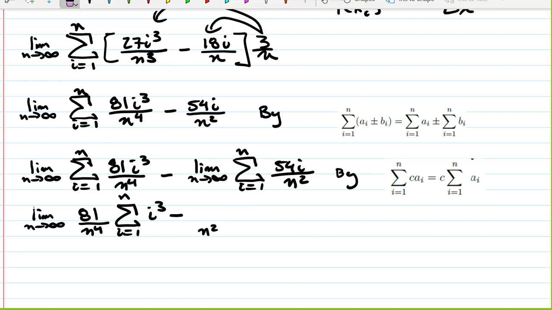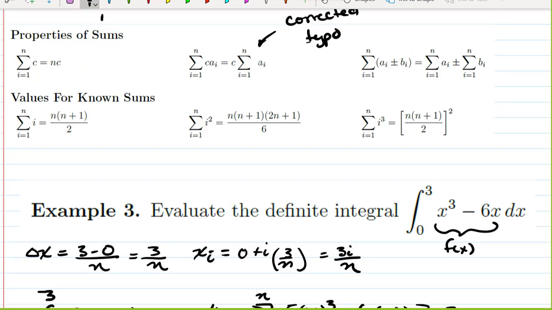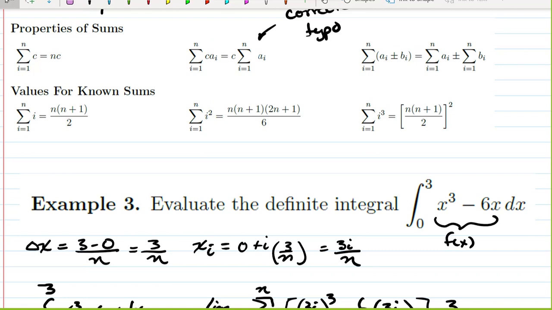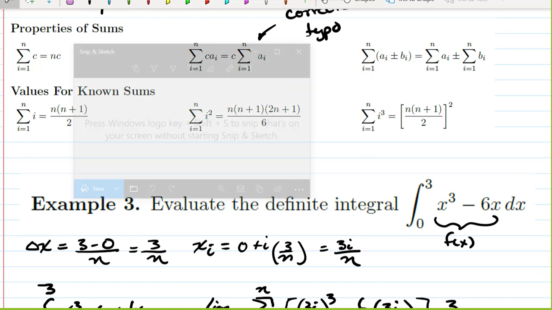Oh, I forgot my limit, so let me put that in. The limit as n goes to infinity of 54 over n squared, and then we have our summation as i goes from 1 to n of i. So now we have these sums, the sum as i goes from 1 to n of i cubed, and the sum as i goes from 1 to n of i. And both of those are in our known values for sums.